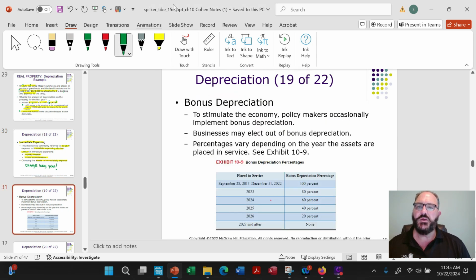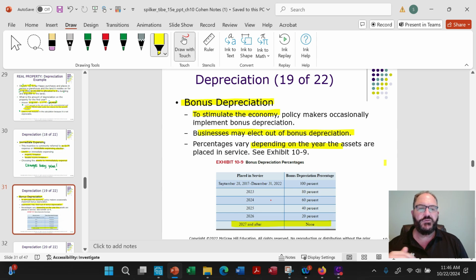Now there's also something called bonus depreciation. This is in addition to the section 179 in order to stimulate the economy. That's basically what they're doing. Why would they do that? You can elect out. You don't have to do bonus depreciation, but it depends on the year. By the way, notice here in 2027 there's none.